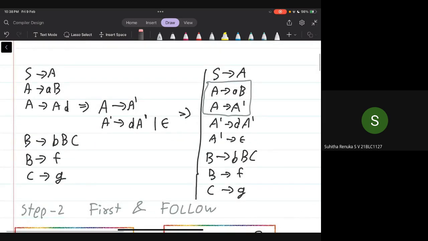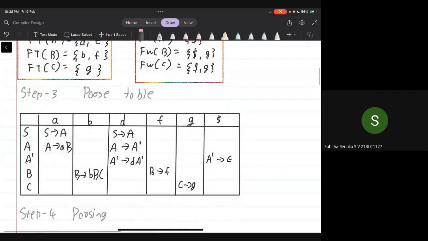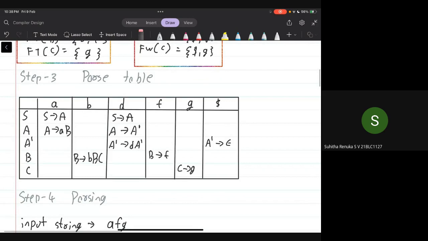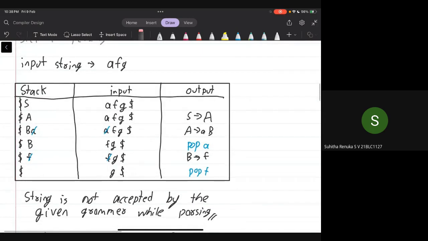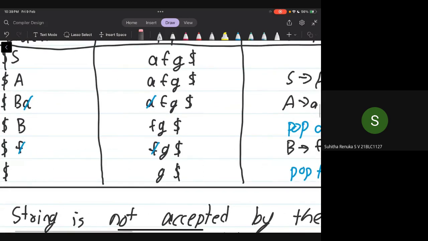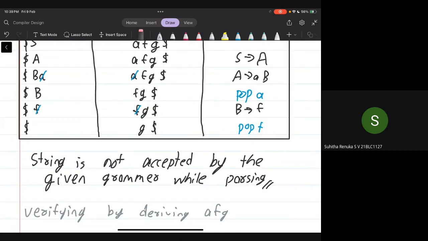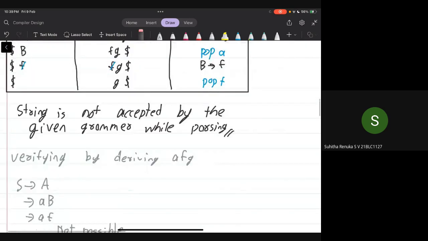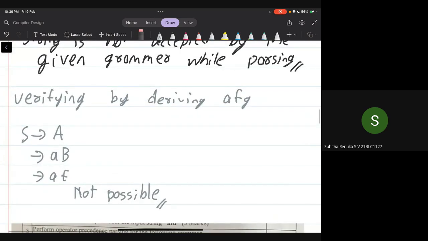See, I removed the left recursion in here. I got this. And then I did first and follow directly, and then I did the parse table, this table that we did, and then I did this one, the stack, input and output. You see that I got a dollar, but there's G left, still left. So it's saying the string is not accepted by the given grammar while parsing. And then I tried to derive it also, and it doesn't derive. So I verified it also.